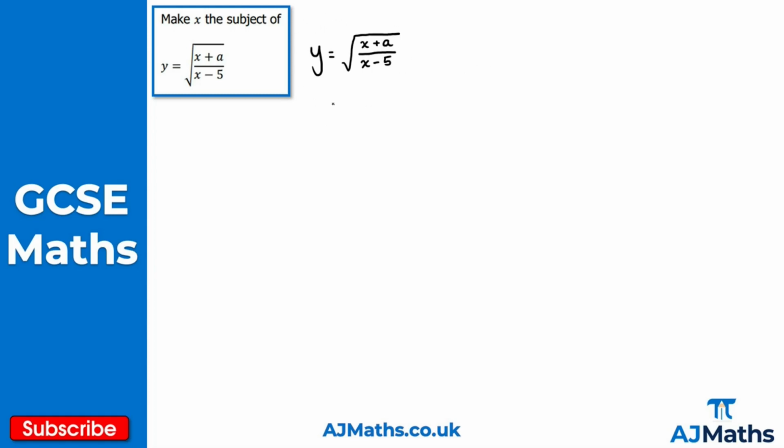On the left hand side, we simply get y squared. And on the right hand side here, if we square this square root here, then we just get left with whatever's underneath the square root here. We'd get x plus a, all over x minus 5.